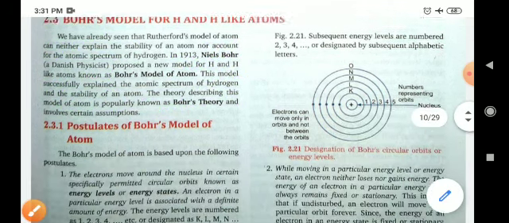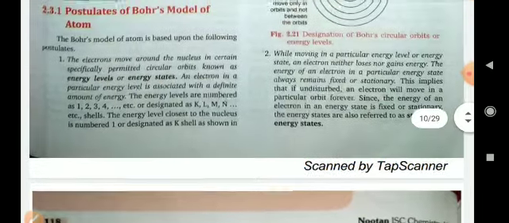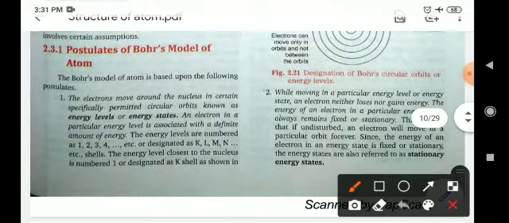By correcting the drawbacks of Rutherford's model, Niels Bohr gave a new model for the structure of the atom, in which both drawbacks of Rutherford's model, the stability of the atom and the atomic spectrum of hydrogen, which was not explained by Rutherford, were explained by Bohr's atomic model. So what are the postulates of Bohr's atomic model? We will discuss them one by one.